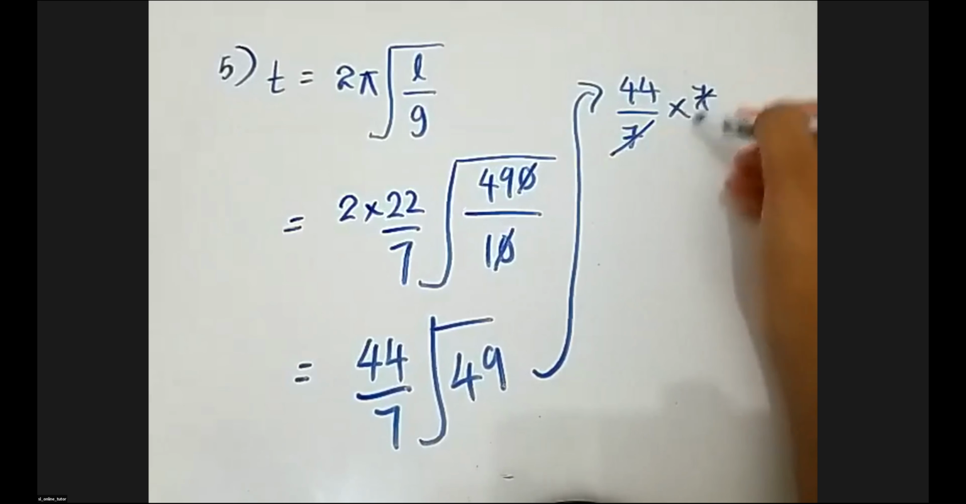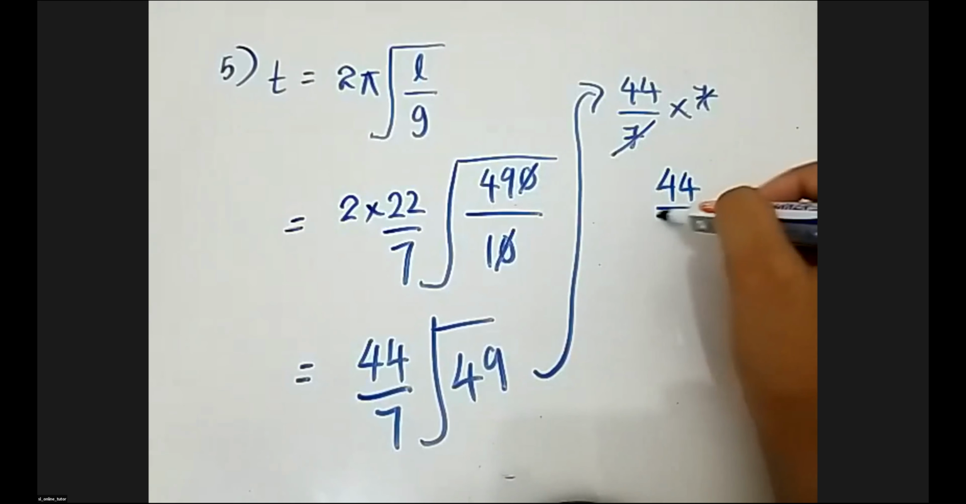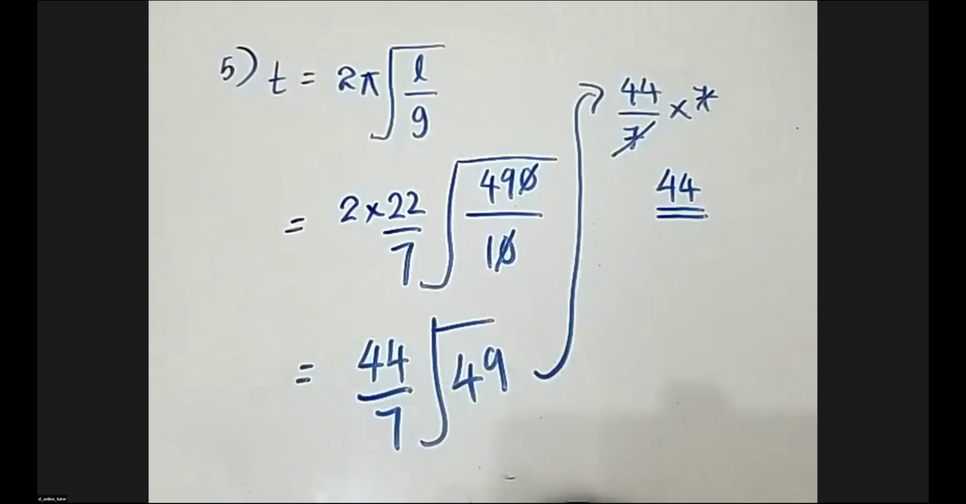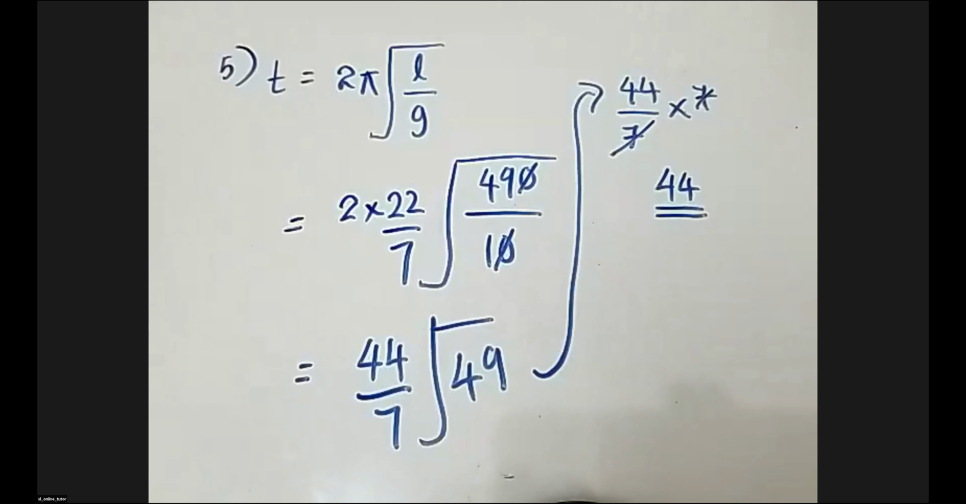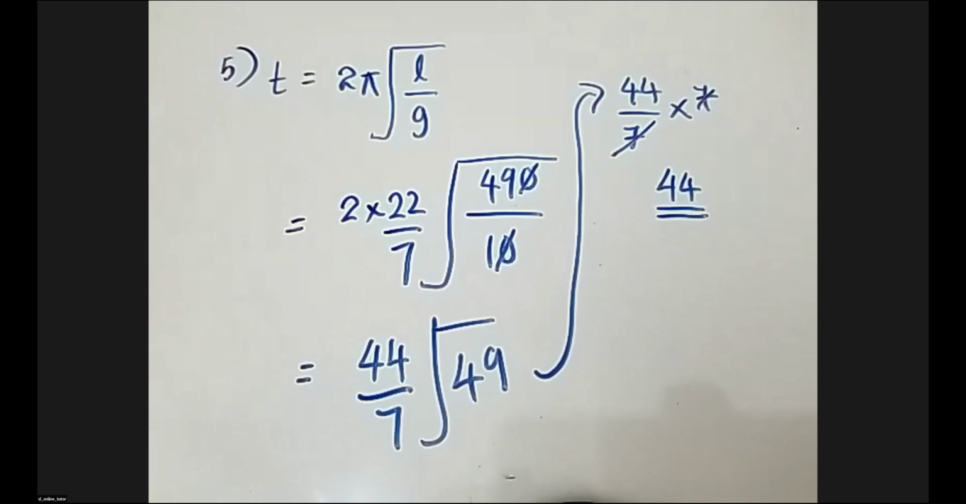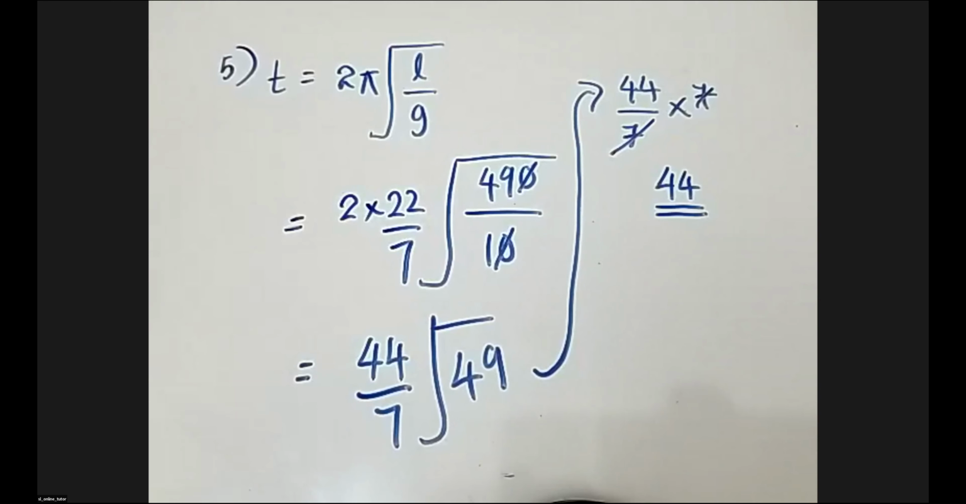7 and 7 cancel. What is the value of t? 44. Raise your hand honestly. The ones who got it, t is equal to 44. Honestly, who got it? The hard work. Okay, it's easy. Very good. Excellent, right? There are few students who couldn't get the answer.